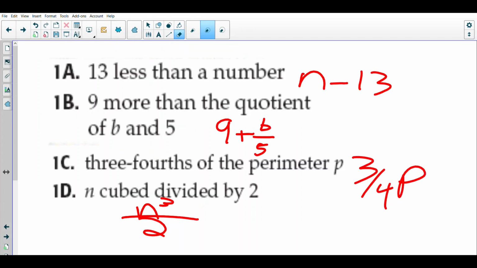Okay, so here's some more. 13 less than a number. So in this case, we have n minus 13, because remember I said that the words less than switch the order of them. 9 more than the quotient of b and 5. More than means plus. Quotient of b and 5 means b divided by 5. So you have 9 plus b divided by 5. 3/4 of the perimeter, p. So we have 3/4 of means times. So 3/4 times p. And the last one, n cubed divided by 2. So n cubed, cube means to the 3rd power. And then divided by 2 means divide. So n cubed divided by 2.